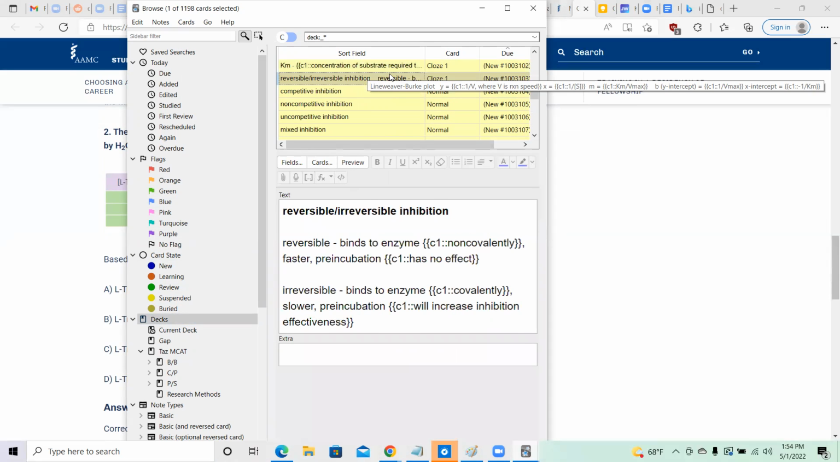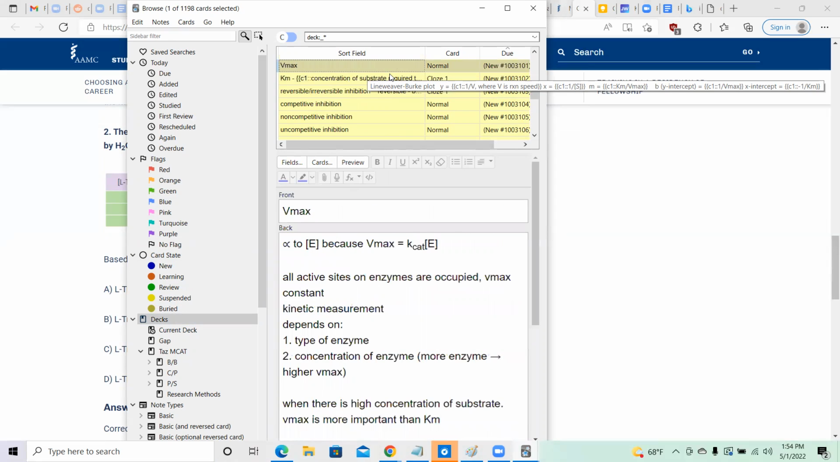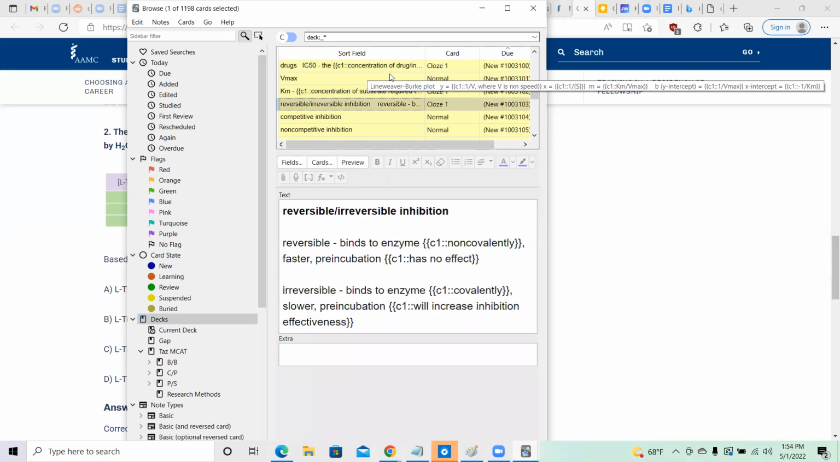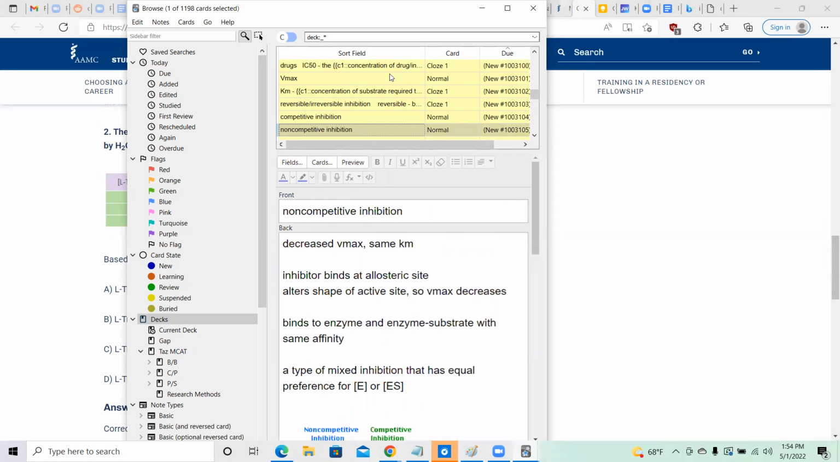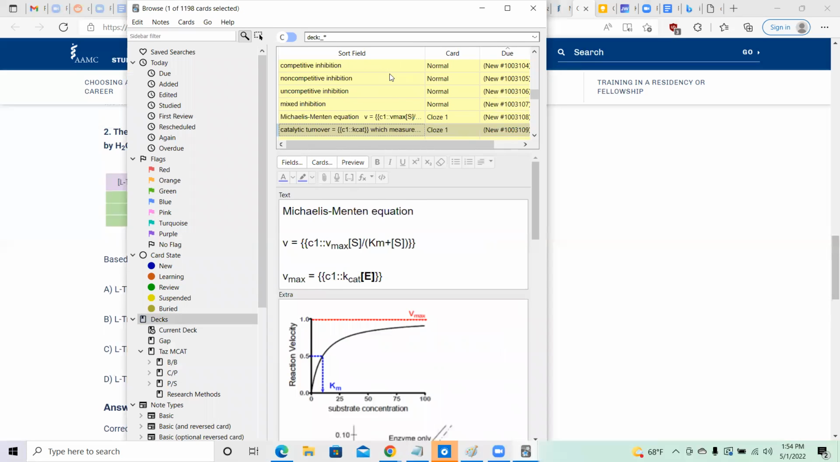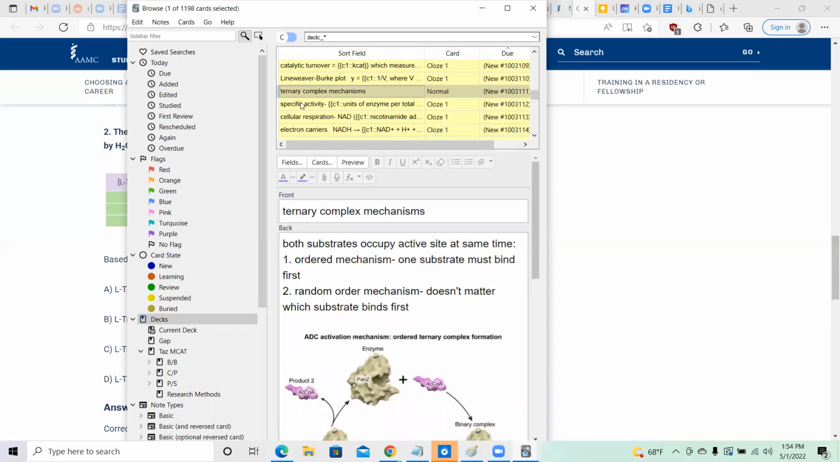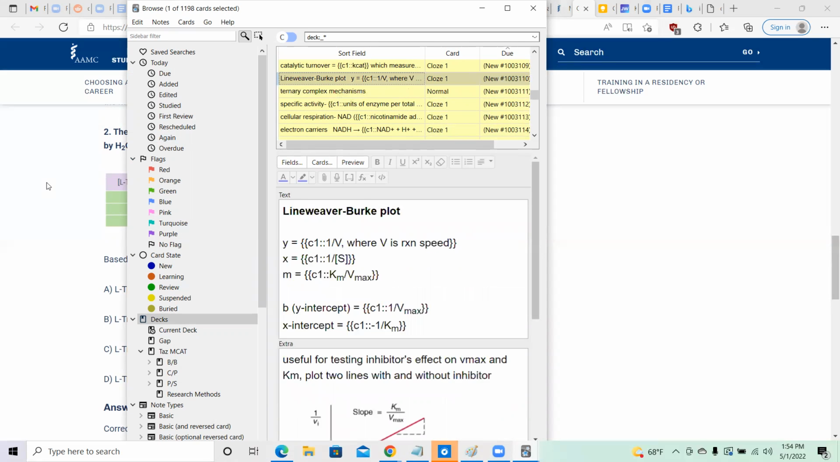So we start here with KM, talking about Vmax, and you can get a full understanding of everything around that concept, right? Competitive inhibition, non-competitive inhibition, uncompetitive, mixed, and so on. There's a bunch of stuff, right? And then here we're moving on to cellular respiration. So that's it. Nothing more. All the kinetics cards are right here.